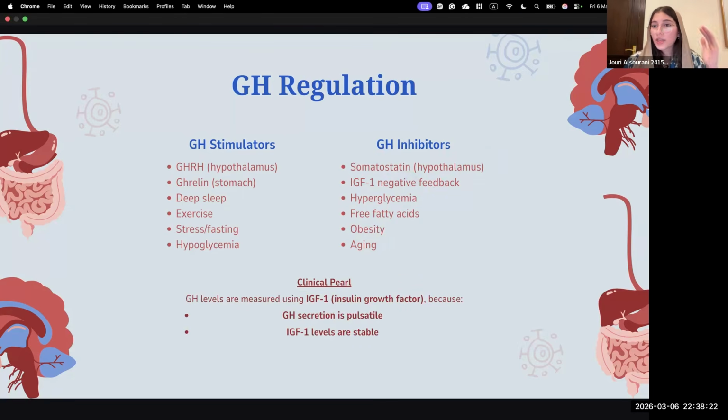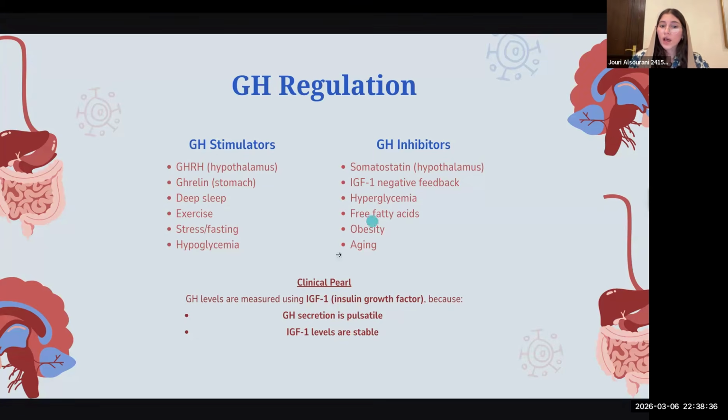Okay, another thing important to note, we said that growth hormone is pulsatile, right? It's not constantly being secreted. It's being secreted in pulses. So it is very difficult for us to measure the levels of growth hormone because it's not constant. That's why we use IGF-1, insulin-like growth factor 1, to measure the levels of growth hormone because it's far more stable. So it's easier to measure IGF than it is to measure growth hormone.